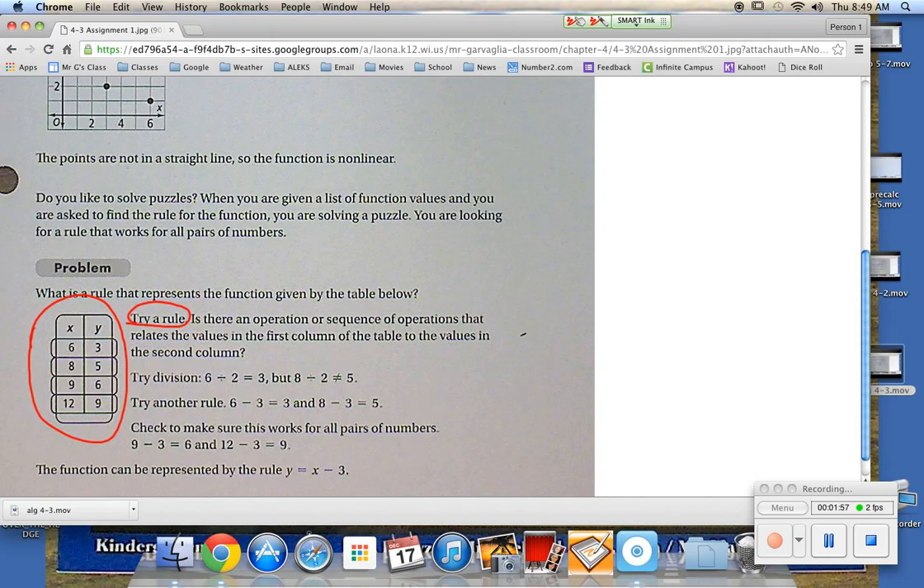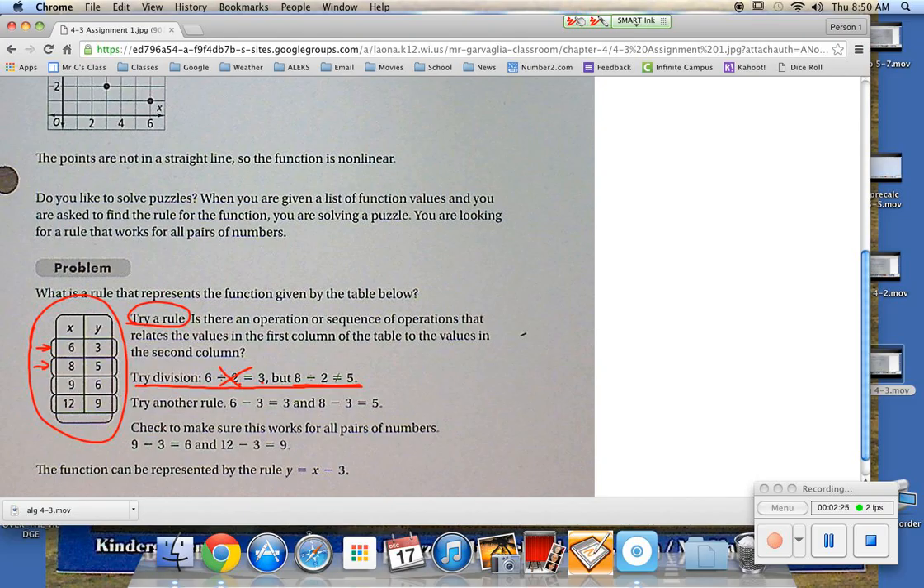And they say, let's try division first. Let's divide 6 by 2, and that equals 3. Well, okay, that works. But now let's try the rule on the next one. 8 divided by 2 is not 5, so this can't be the rule. Dividing by 2 cannot be a rule. So we're going to try something else.